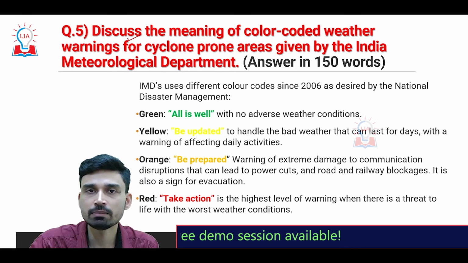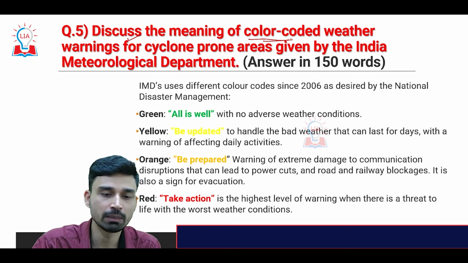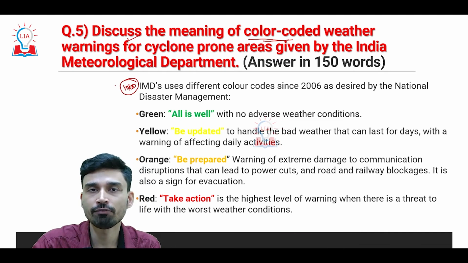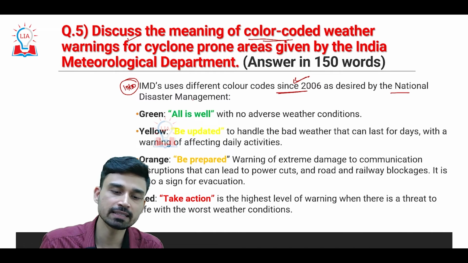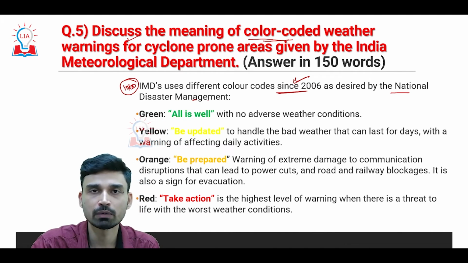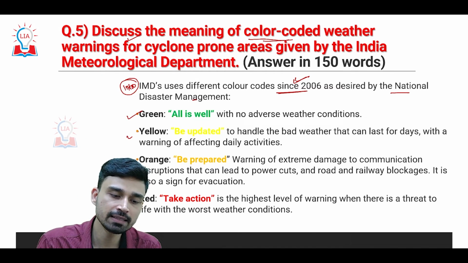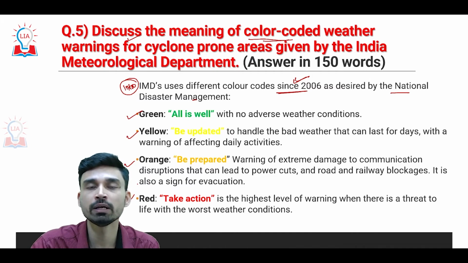They have asked us to discuss the meaning of the different kinds of warnings which are color coded in nature, given by the Indian Meteorological Department, and what they mean. In the introduction part, you can try to explain where this warning has come from, or what is the origin of this kind of warning system. So IMD uses different color codes since the year 2006, and this color coding was basically given by the National Disaster Management Authority, NDMA, that was established under the Disaster Management Act of 2005 after the disastrous tsunami of 2004. So basically, there are a total of 4 types of color coded warning given in the case of an imminent disaster cyclone.